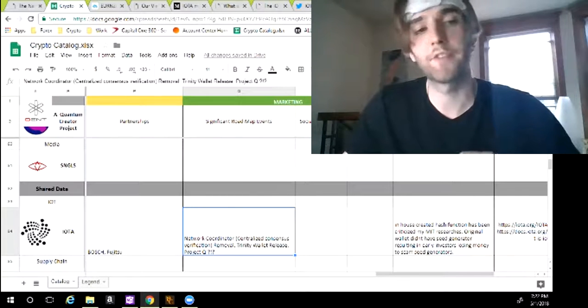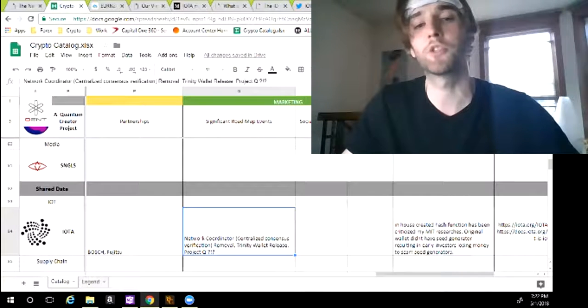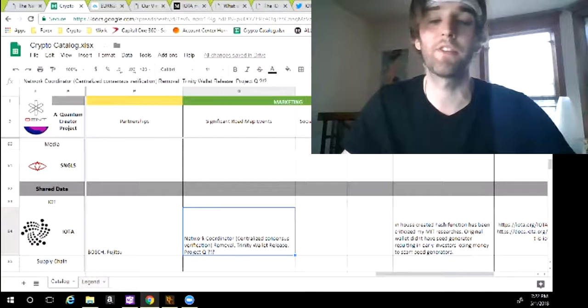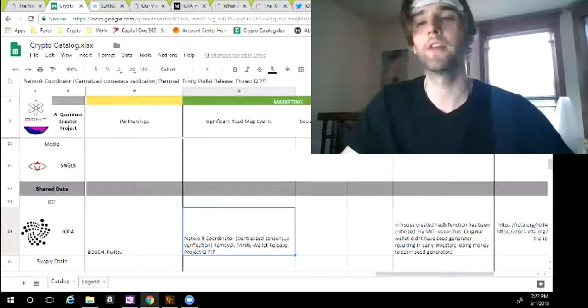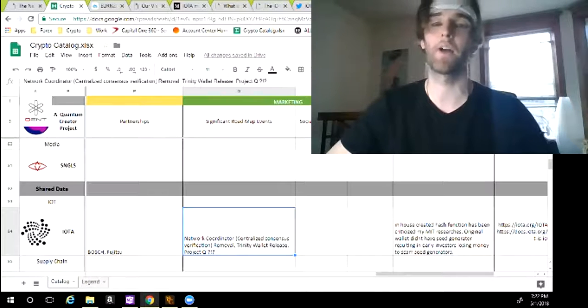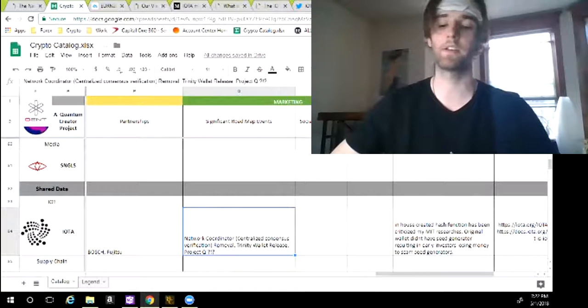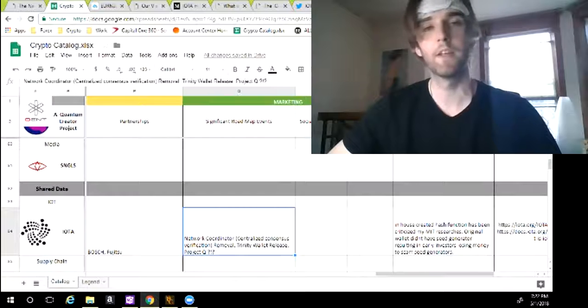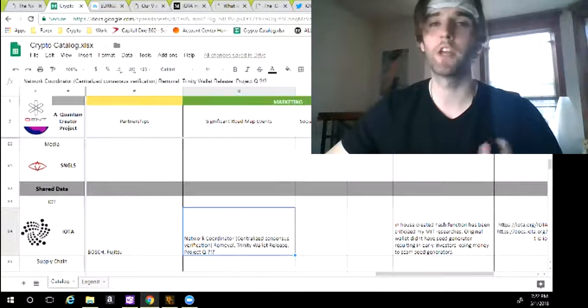But the hash function for the proof of work that you're supposed to do to verify other transactions was created in-house by Iota. This is alarming, because in the world of cryptography, creating your own cryptographic hash function is generally a no-no.